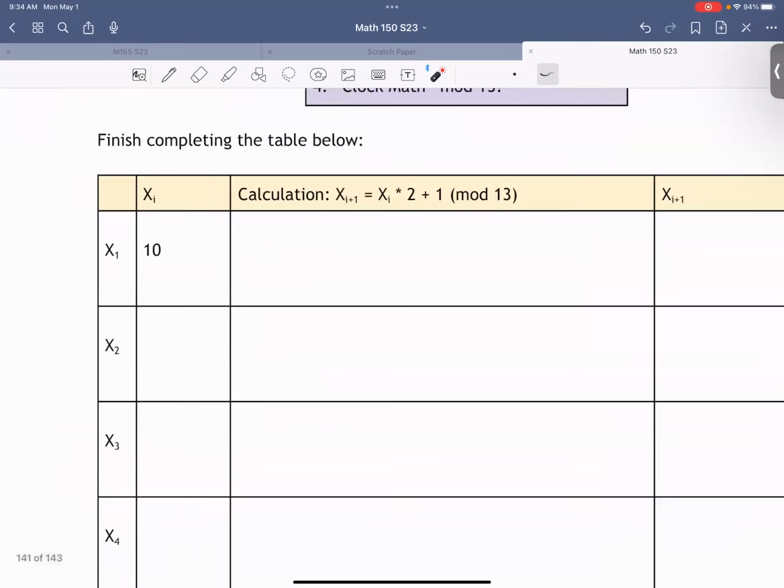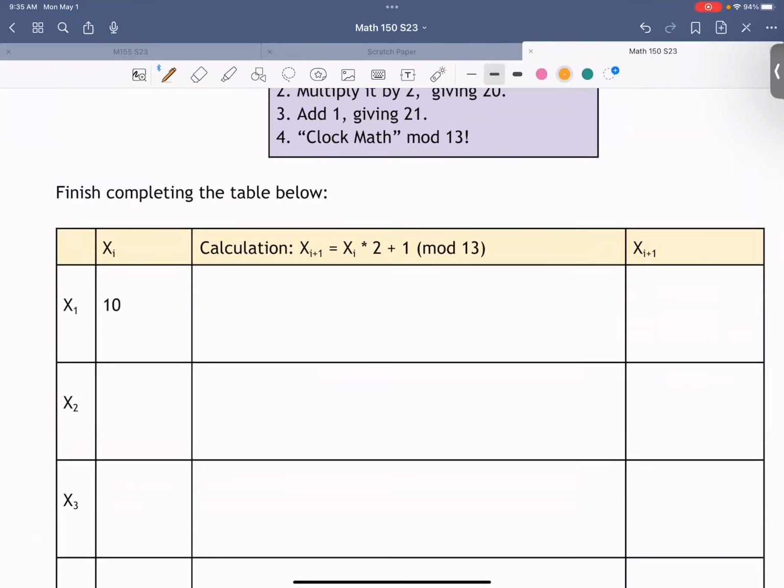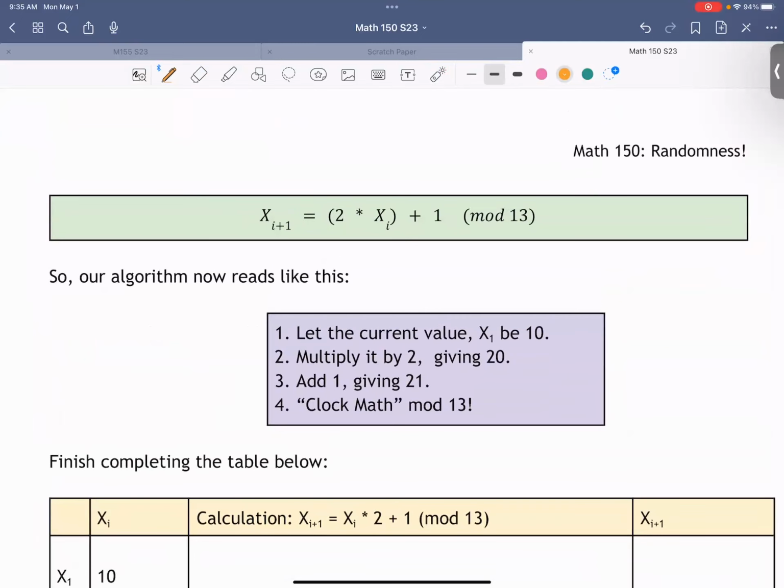You might be wondering why we're going to do this a lot. I have a point, I promise. I'm not just making you do busy work. By the way, if you're confused by the terms here, x_{i+1} is just representing the next number, and x_i represents the current number. I don't want you to get too confused with the symbols and everything. It's just telling you to multiply by 2, add 1, and then do mod 13.